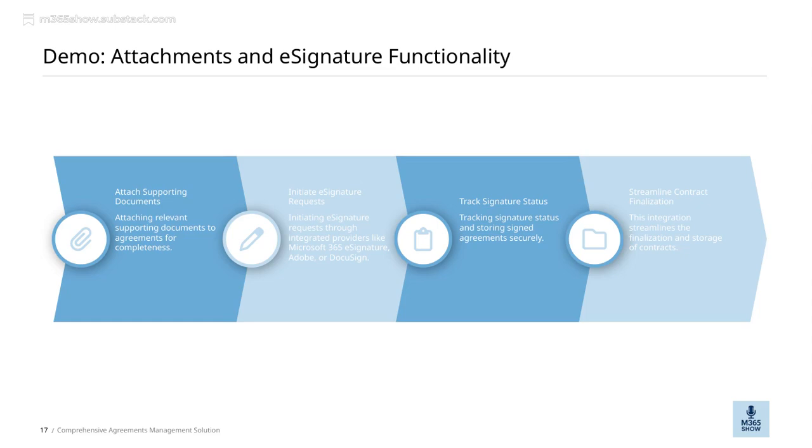We also support initiating e-signature requests through popular providers like Microsoft 365 eSignature, Adobe, or DocuSign. This means you can send out signature requests directly from our platform, simplifying the process and reducing delays. And don't forget, attaching relevant supporting documents to your agreements is straightforward. You can add all necessary files to ensure your contracts are complete and ready for review or signature. Altogether, these features help us finalize contracts faster, keep everything organized, and ensure everything is securely stored, all critical parts of a comprehensive agreements management solution.